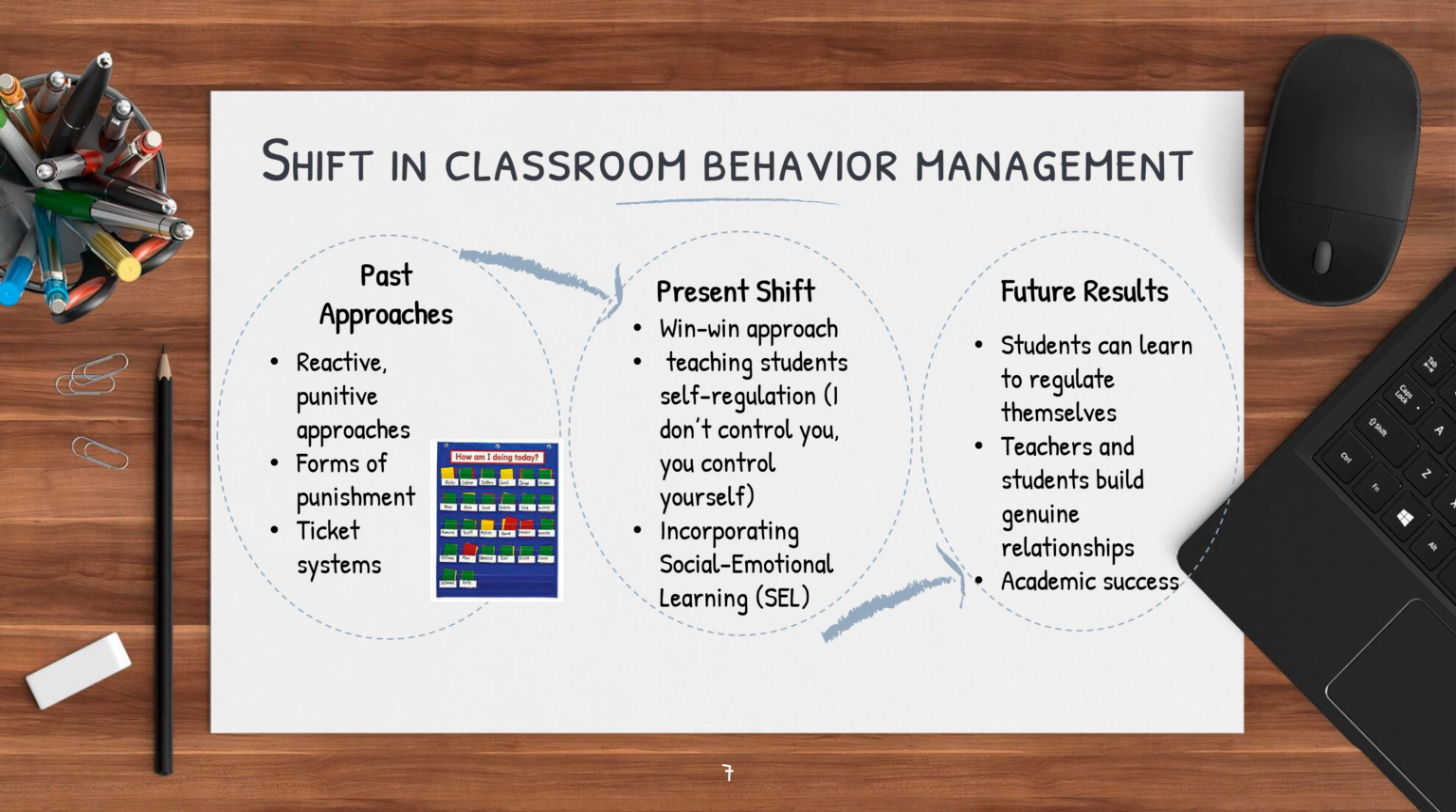The present shift is more of a win-win approach. I win as a teacher and you win as a student. Teaching students self-regulation is also important. It's important for the students to know that I, as a teacher, don't control you. You are the one in control of yourself. It puts everything back on the student. And incorporating social emotional learning is an important thing that we'll also start discussing.